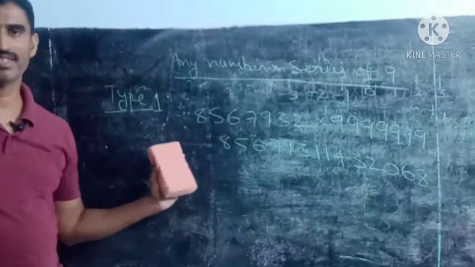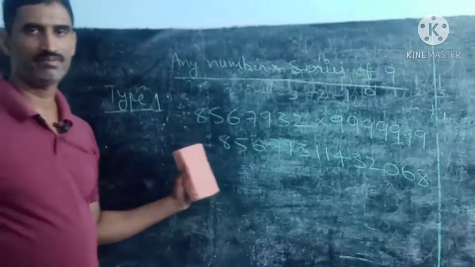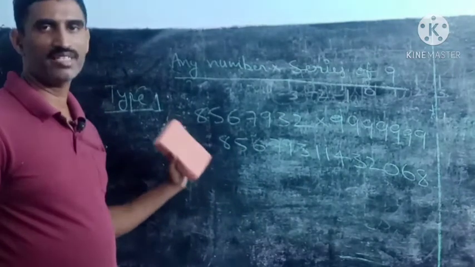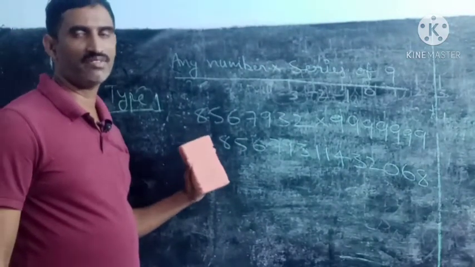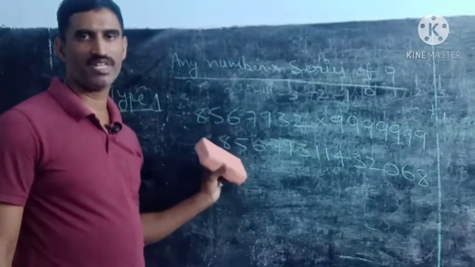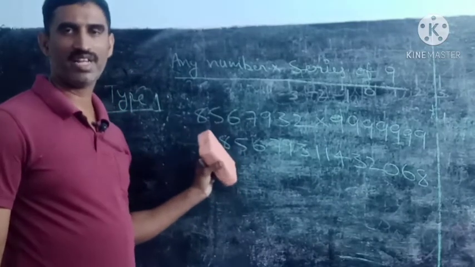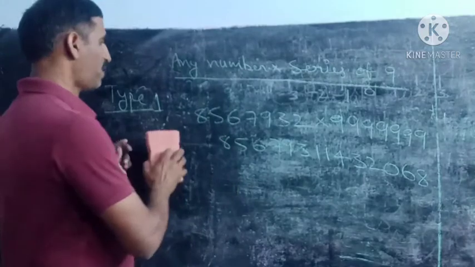So this is clear, I think. Type 1 clear, everyone? Okay. So like this you have to do. Within a fraction of a second, 4 to 5 seconds, you can complete this type if you know the technique. Okay, clear? Now moving on to type 2.